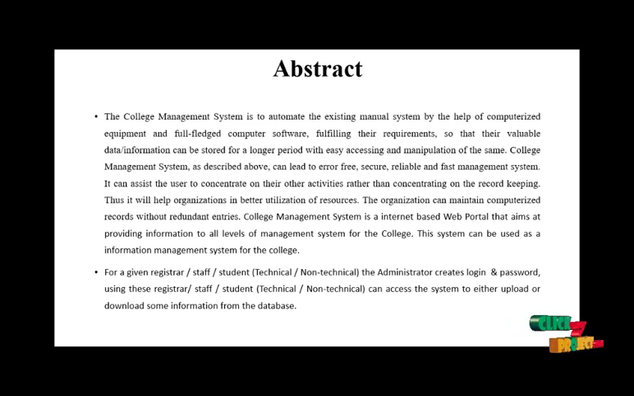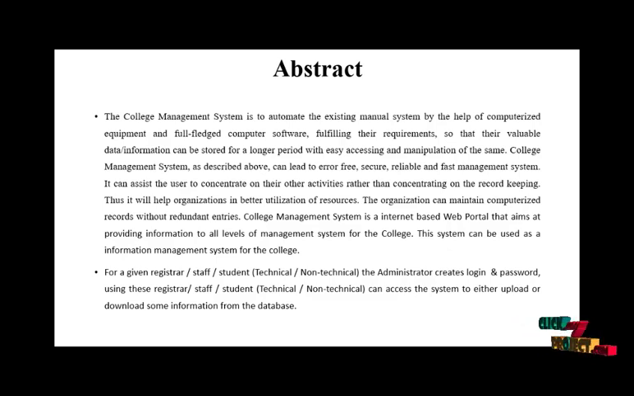Abstract. The college management system is to automate the existing manual system by the help of computerized equipment and full-fledged computerized software, fulfilling their requirements so that their valuable data and information can be stored for a long period with easy accessing and manipulations of the same. College management system as described above can let the error-free, secure, reliable and fast management system.